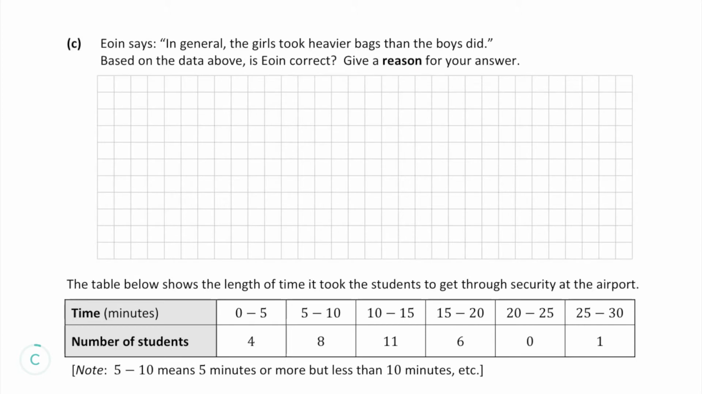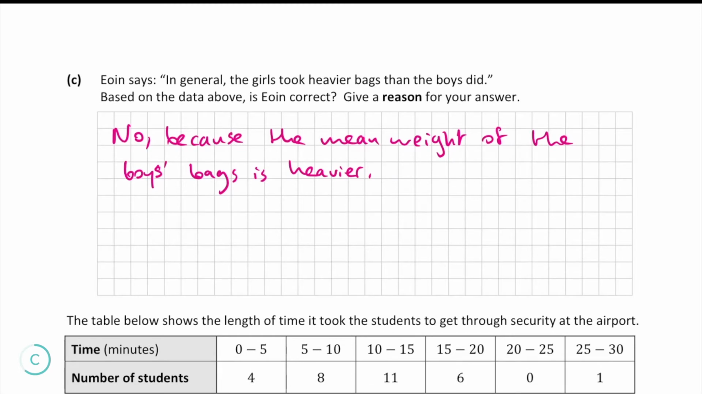In part C, we're told that Owen says the girls' bags are heavier than the boys' in general, and we have to use the data we're given to say whether Owen is correct or incorrect. The correct answer for this is no, because the mean weight of the boys' bags is heavier than the mean weight of the girls' bags.